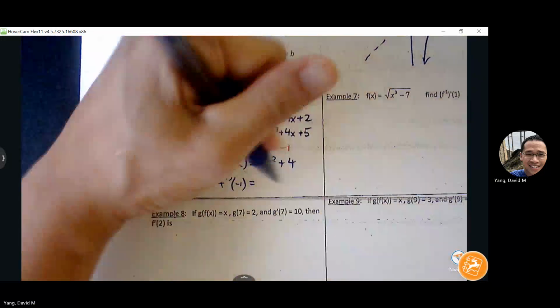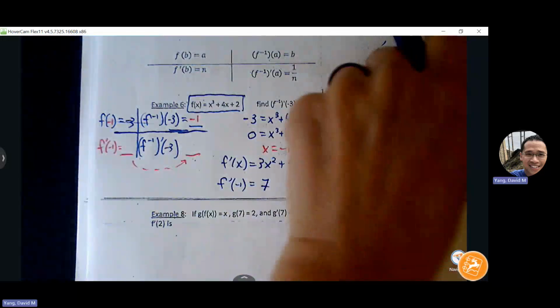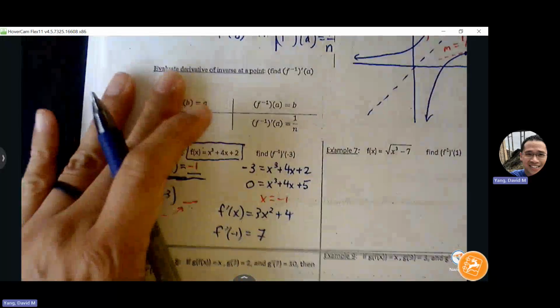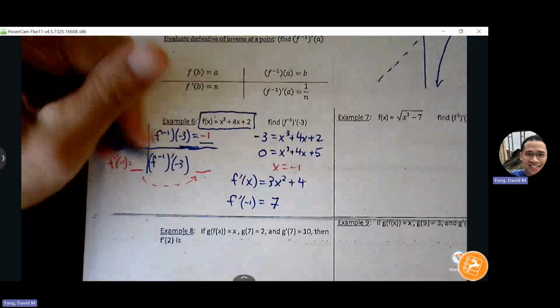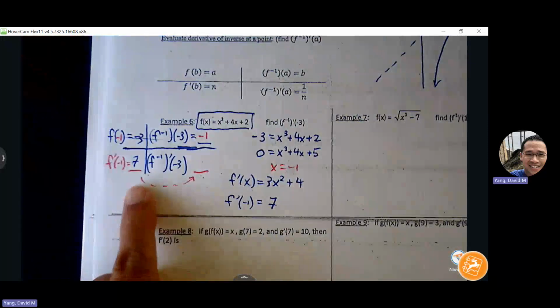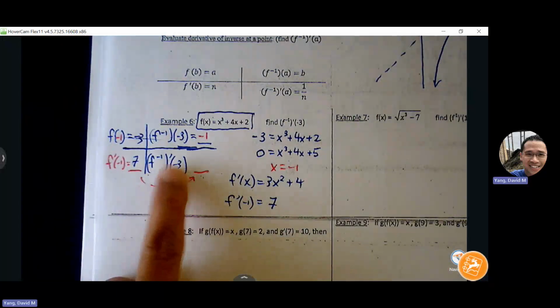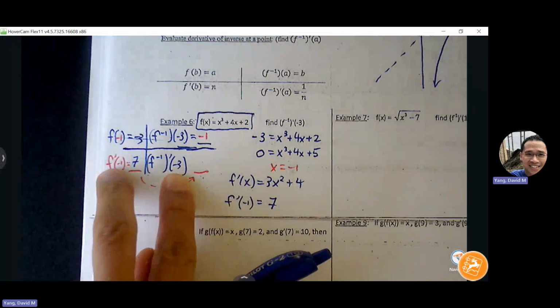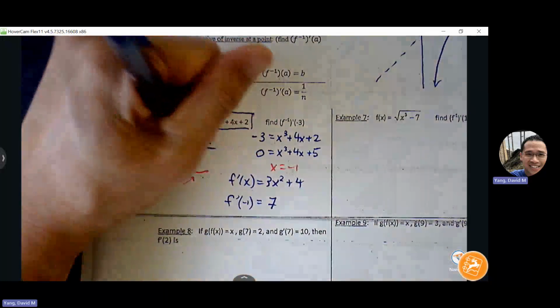7. I accidentally chose the same numbers here. But the slope of my f graph is 7, which means that the slope of my inverse at a different point, since these are obviously different locations, is 1/7.